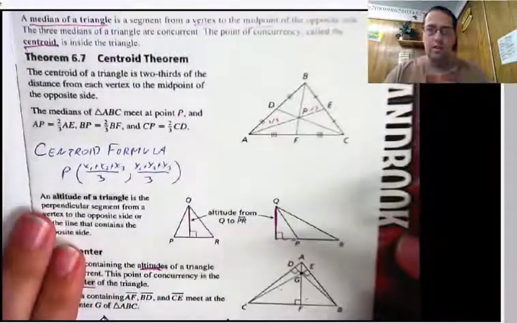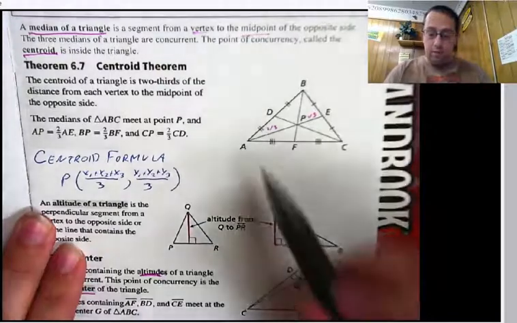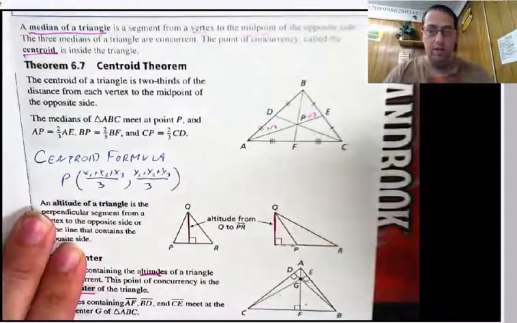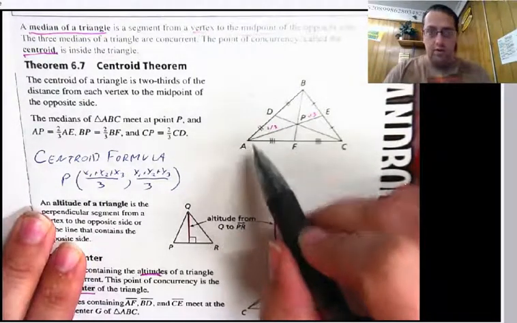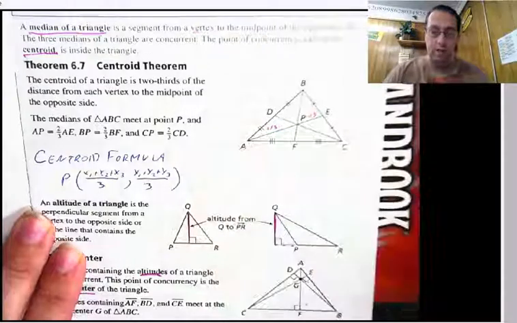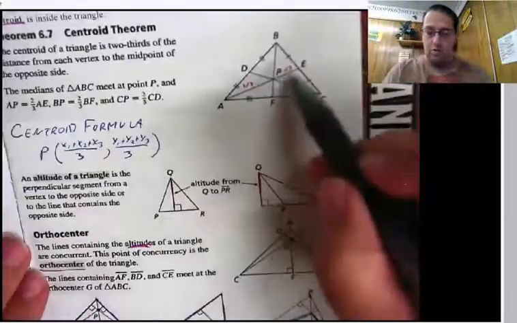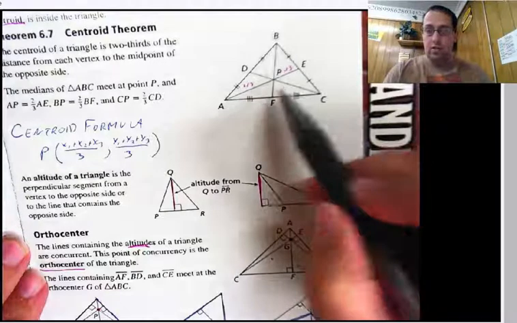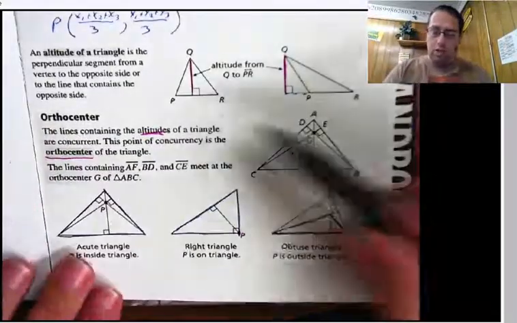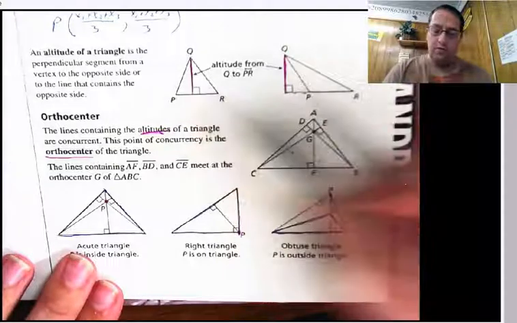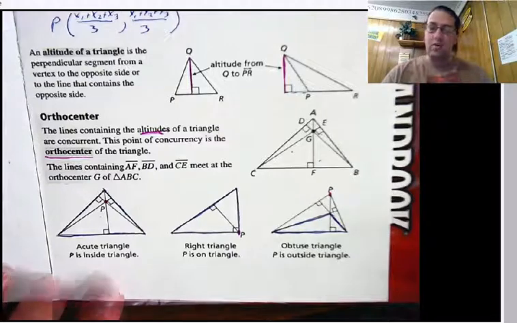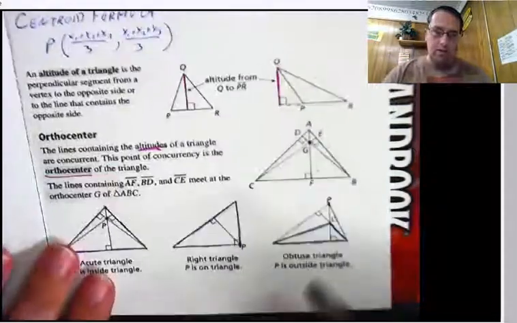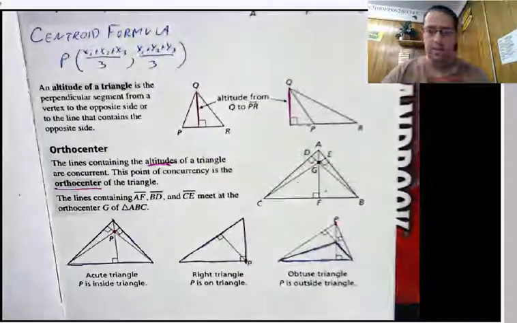Important things to remember. The centroid is the intersection of medians, which go from a vertex to a midpoint, and the centroid is 2/3 of the distance from the vertex. Very important, 2/3 of the distance from the vertex. The centroid will also always be inside the triangle. Altitudes are perpendicular from a vertex, and they come together to form the orthocenter, which is not always on the inside. All right. Also, don't forget, the centroid formula makes things nice and easy.